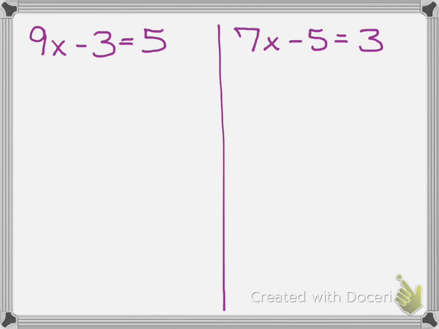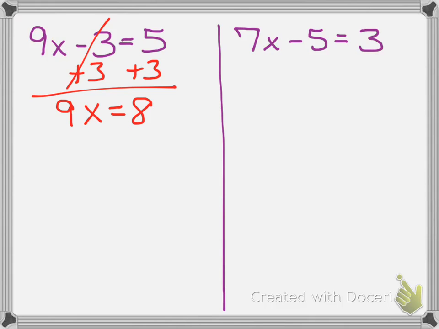As I continue, I'm going to look at this next one, and I have 9x minus 3 equals 5. So I have a minus 3. So the opposite of minus 3 is plus 3. What I do to one side, I do to the other. I'm going to cancel out my 3's and be left with 9x equals 8. Once again, I still have a number next to my x, so I need to do the opposite, which is division. Divide each side by 9. X equals 8/9.